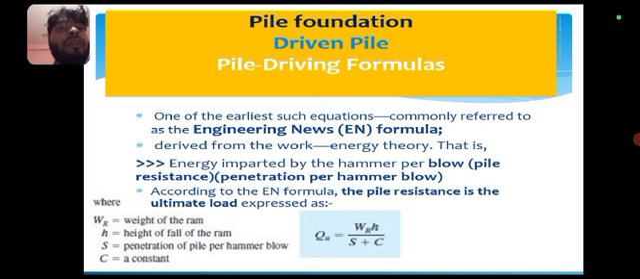After that comes driven pile formulas. One of the earliest such equations, commonly referred to as the Engineering News formula, derived from the work energy theory, that is energy imparted by the hammer per blow equals pile resistance times penetration per hammer blow. According to the EN formula, the pile resistance is the ultimate load expressed as Qu = WrH / (S + C). W is equal to weight of the ram, H is equal to height of fall of the ram, S is equal to penetration of pile per hammer blow, C a constant.